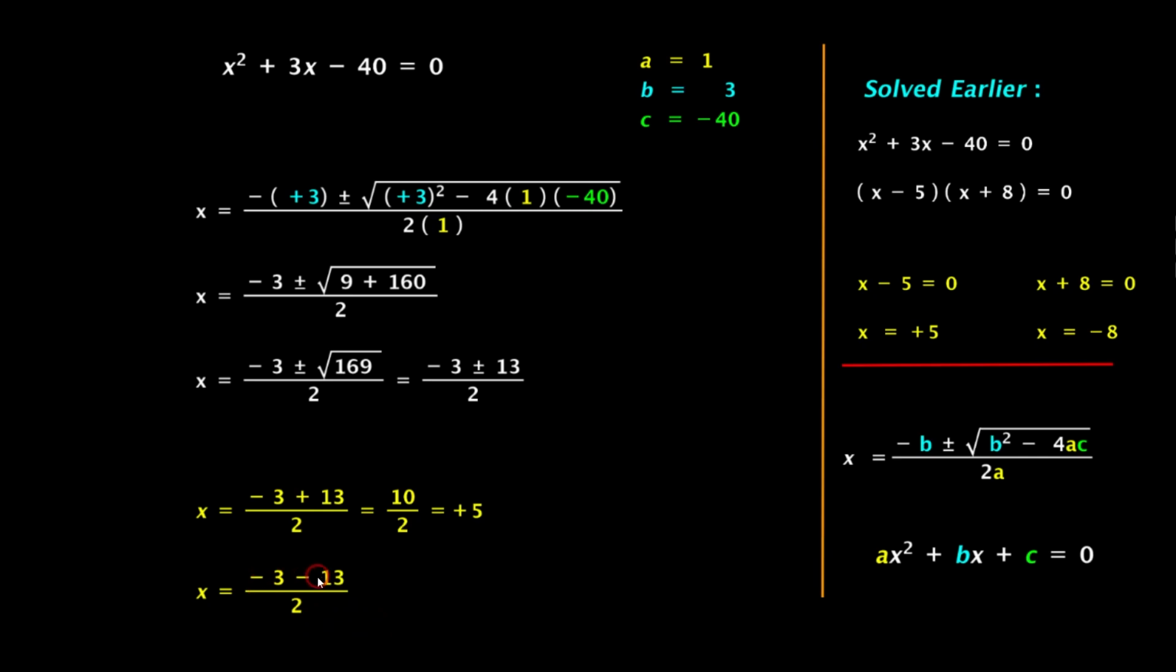Negative 3, negative 13, same sign numbers, is an addition. Pick the sign of the bigger number, it is negative 16 divided by 2, and the answer should be negative 8. We have done it before with a negative 8. It's just to build up confidence in how the quadratic formula works. And we have done.